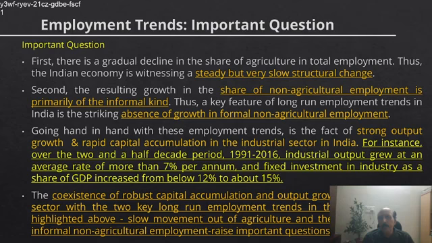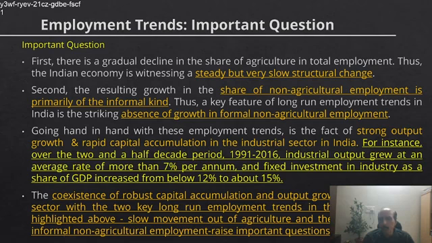Unless the employment in agriculture is reduced commensurate to its contribution to GDP, that is, it should not employ more than 10-15% of the workforce, the productivity in agriculture will not rise. Unless we reach that stage, we will not be able to develop the agriculture sector. But if agriculture releases so much workforce, then it has to be absorbed in the non-agriculture sector.